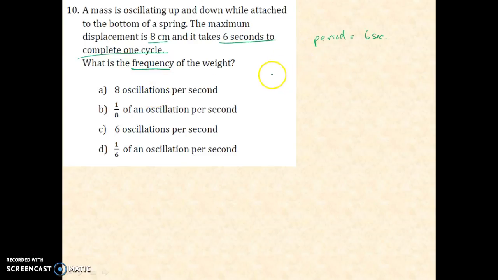Well, you need to remember that the relationship between period and frequency is that they are reciprocals. The period is 1 over the frequency, and same thing, frequency is 1 over the period. So our frequency is 1 over 6 seconds, which is 1/6 of an oscillation per second.